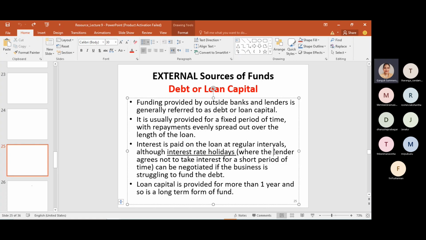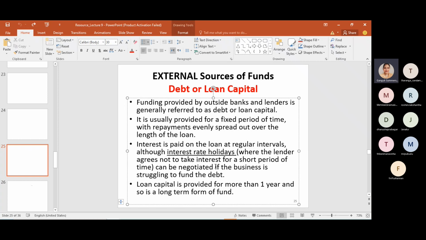Okay, so lender means whoever the person who gave you the loan. You can take loans from banks, and you can take loans from people as well. If you take it from a person, then that person is called a lender. So there can be certain durations where the lender agrees not to take interest for a short period of time.